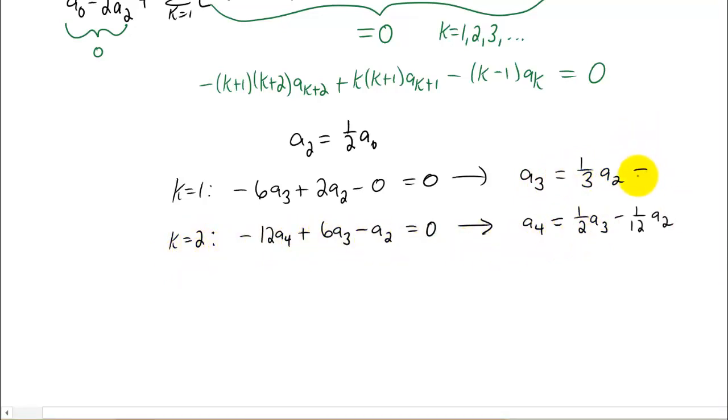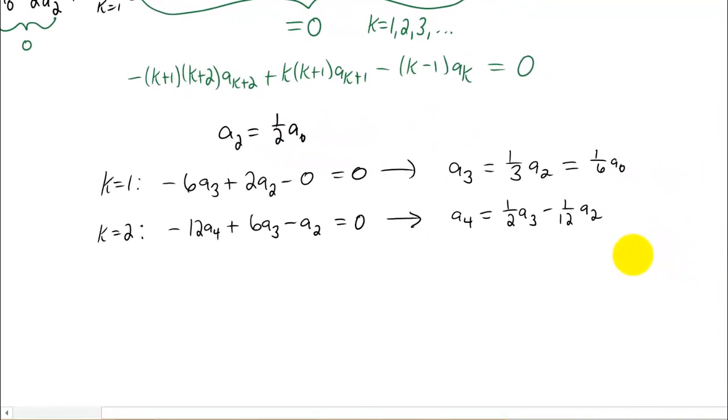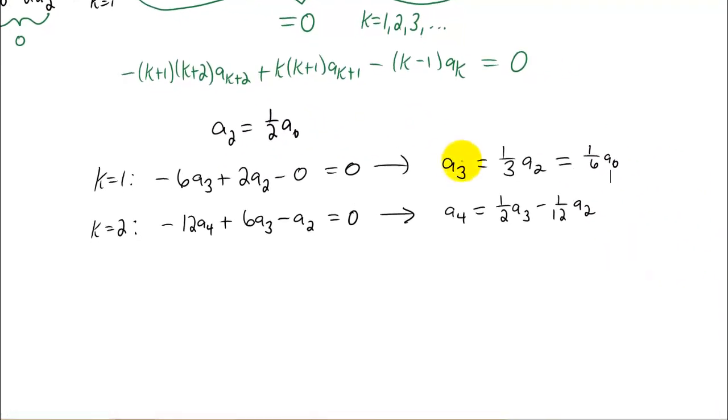I want to go back to the k equals 1 relationship and say that a3, of course, can be written as 1/6 a naught, because we already know that a2 is 1/2 a naught. Ultimately, in a second order DE using this technique, our goal is to get all of our a values in terms of a naught and a1.